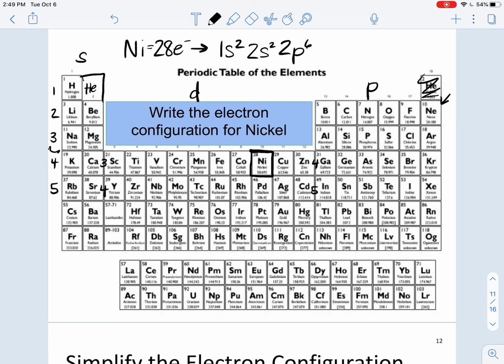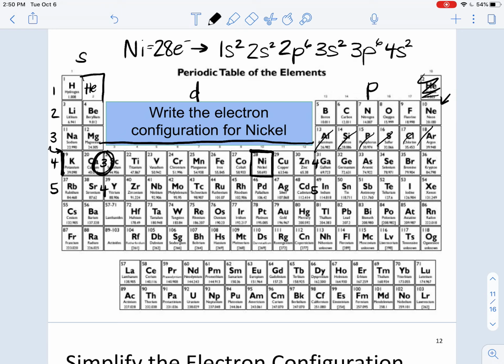Next row is 3s. I have to go past both magnesium and sodium, and I keep going across the table. I'm in row 3, block P, and I have to pass through all of these elements. That's 6 of them. All right, next element here is potassium, which is in period 4, block S, and I have to pass potassium and calcium to get to nickel.